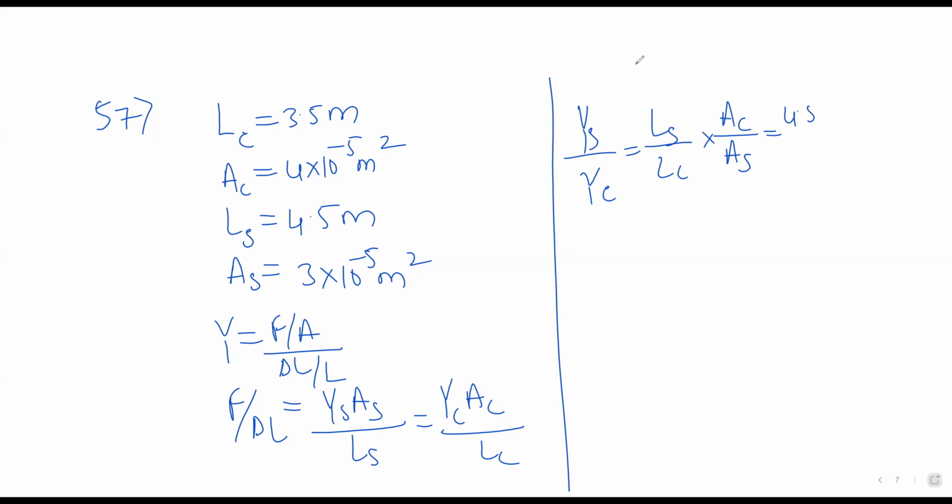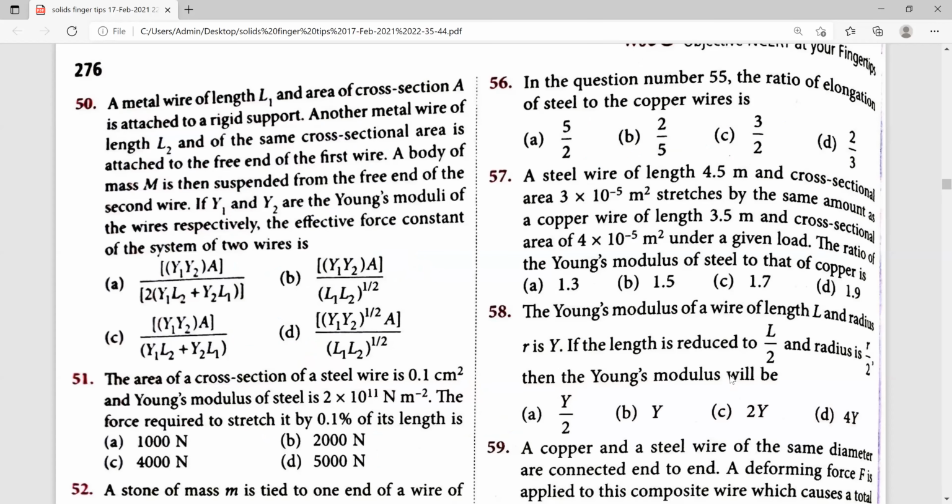Then substitute the known value, that is 4.5 into 4 into 10 to the power of -5 divided by 3.5 into 3 into 10 to the power of -5. So after simplifying, we get the ratio as 1.7. So according to this, for the 57th one, the right answer is which one? C. Option C is the right answer.